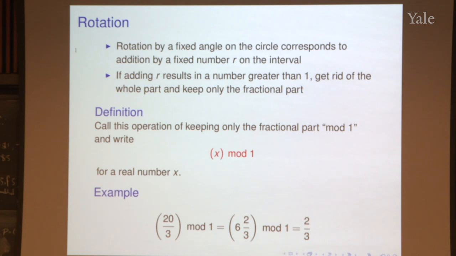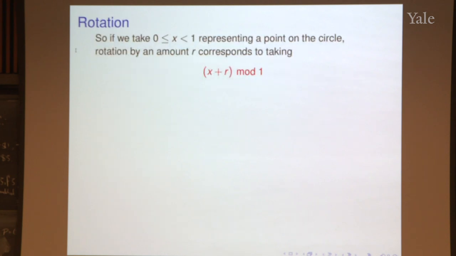For our purposes, it just means if you have a number, take the whole part of the number, meaning whatever part of the number, if you were to express it, for example, as a decimal, whatever comes before the decimal point, throw that away and keep only what comes after the decimal point. This way, you're guaranteed to have a number that always lies between 0 and 1, right? Because we're thinking of our circle as the unit interval, all of our numbers should lie between 0 and 1. So in this language, a rotation on the circle corresponds to adding a number r and then reducing mod 1. So this is what our rotation corresponds to.